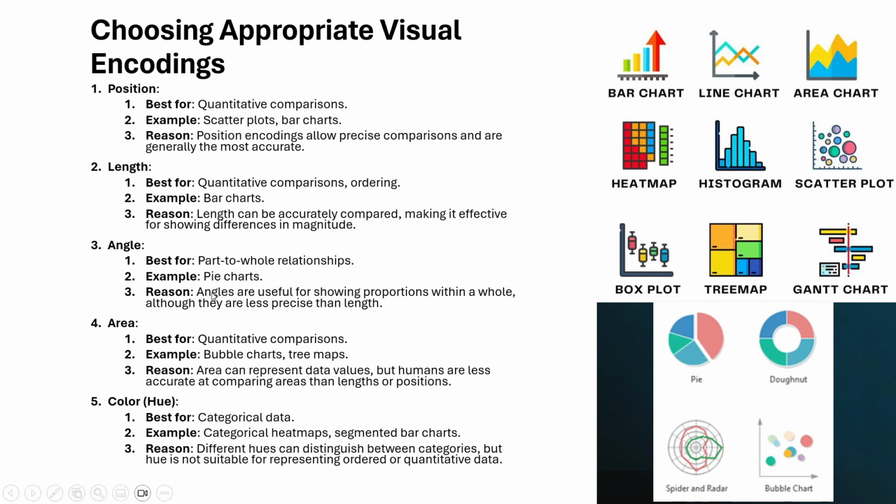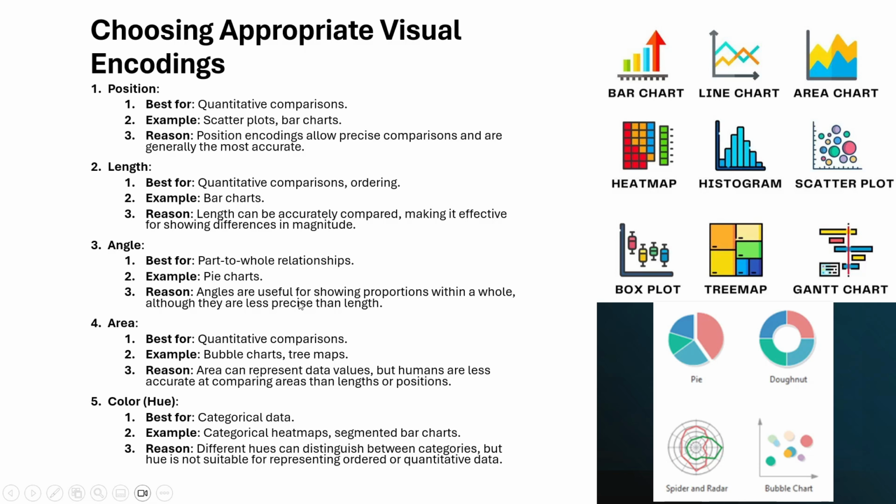Angle. When I try to show a part's contribution in a whole data set, or the magnitude of a particular element compared to the other elements in the data set, then we can use angle. Especially we use this angle encoding to show a part's contribution to the whole in a pie chart. You see how much angle I am using, and based on that I can show the magnitude of the data element. The lesser the angle, the lesser the proportion of contribution in the whole data set. So that is the idea here, the pie chart.